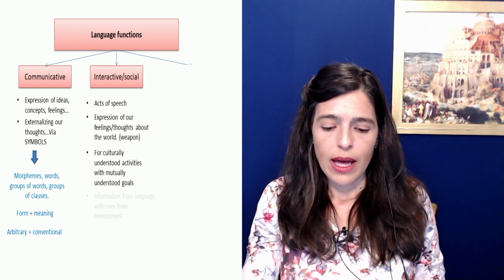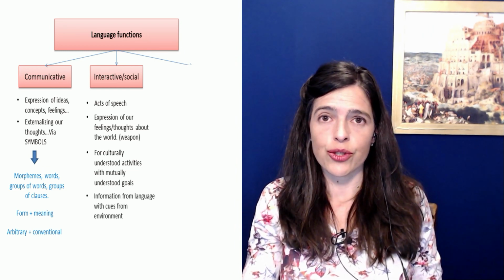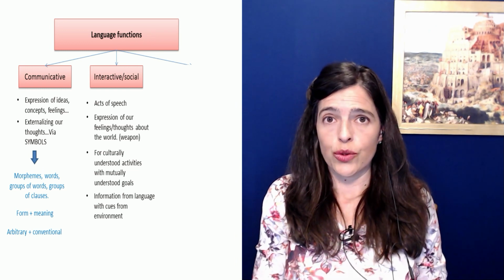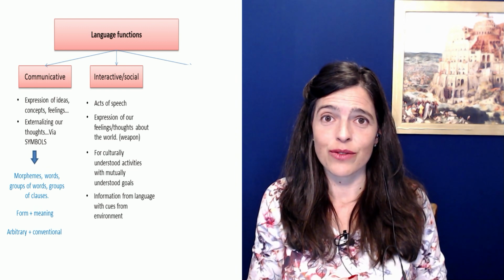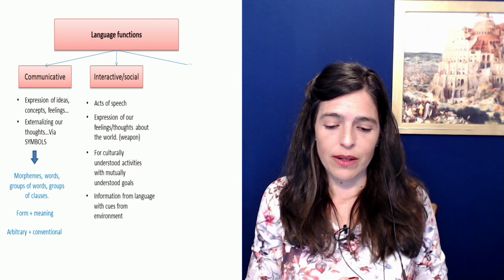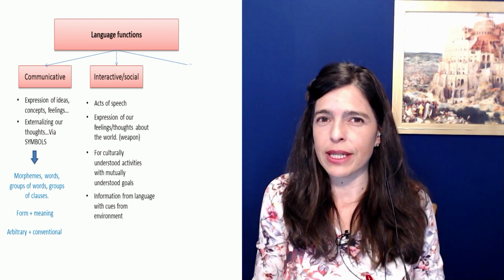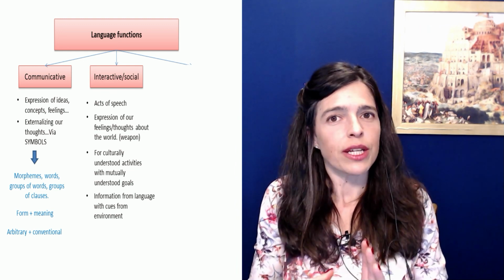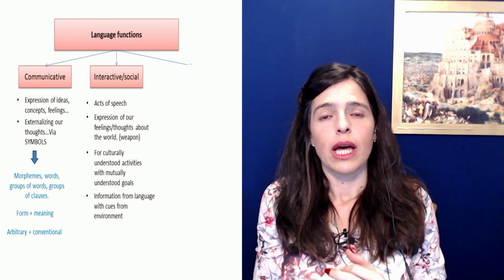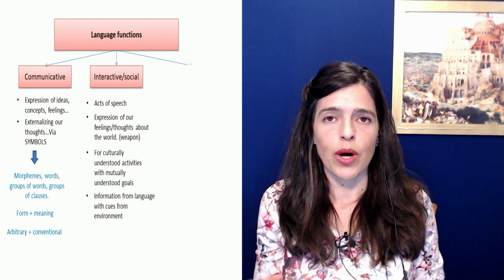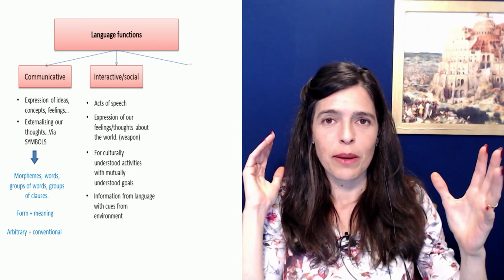And then finally, you get a lot of information from language with cues from your environment. So an example would be, again, that one about the bananas instead of shoes, or you get cues about how the person is feeling, and you change the way you're talking because you're getting those cues from his or her language and from the environment as a whole. So language filters a lot of information that you constantly are bombarded with.